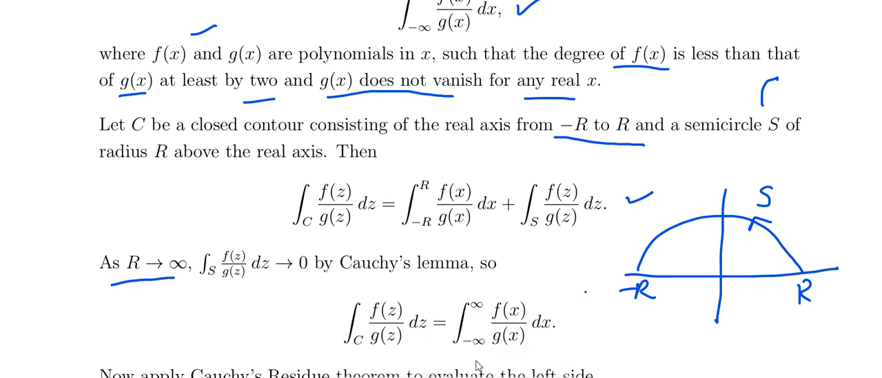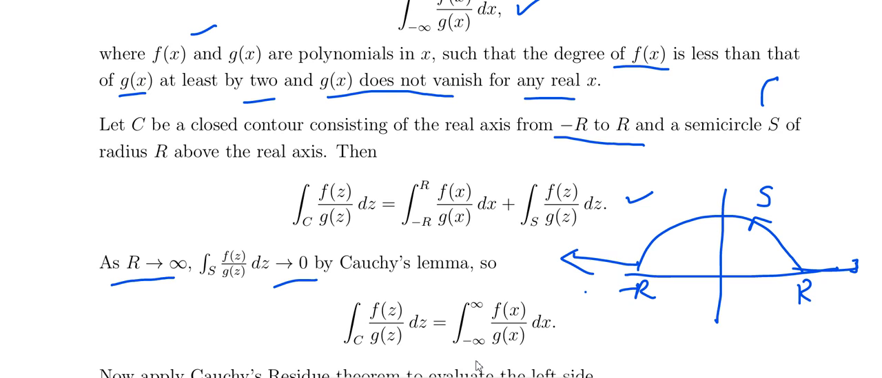So as r approaches infinity, the integral of f of z divided by g of z dz approaches 0. Because, as r approaches infinity, this extends to here, so there is no curve here. The curve portion, the integral of f of z dz, approaches 0. As r approaches infinity and you extend this, the curve disappears.